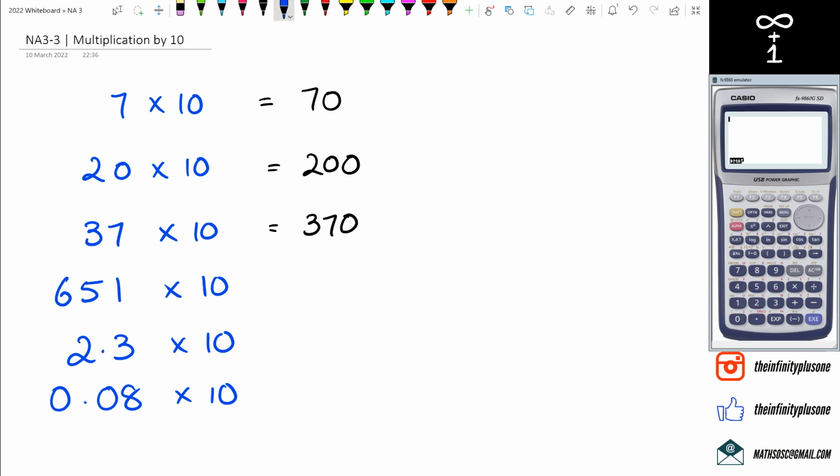So basically what's happening is that when you multiply by 10, you're simply adding a zero to the number that you're multiplying by 10. So if we have 651 times 10, this is going to equal 6,510. So if you think about it like this, there is just a zero being added to the end there. All right, so that's for numbers without decimal places.